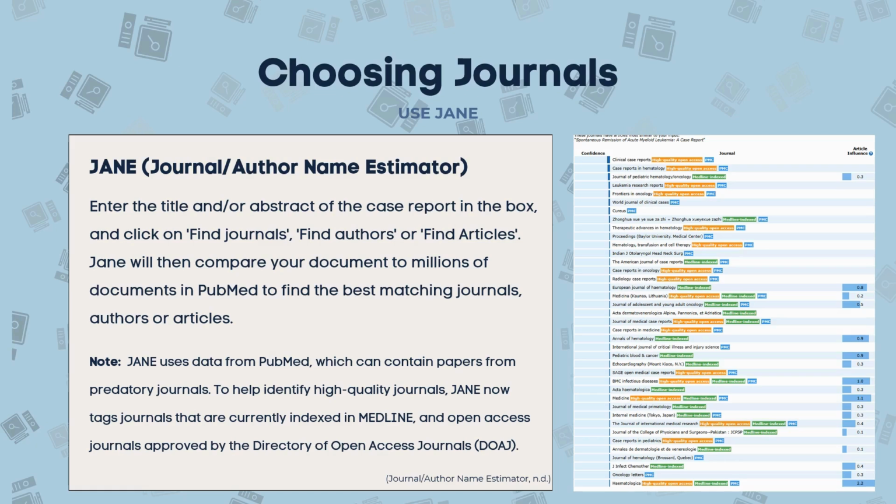your title and abstract to millions of articles in PubMed to find the best matching articles. You would then need to match potential journals from the list Jane provides to a list of journals accepting case reports, or check within the website of each journal suggested. One special note, as Jane uses data from PubMed, which can contain papers from predatory journals, Jane now tags journals indexed by Medline and open access journals from the Directory of Open Access Journals. In the screenshot provided, you can see the confidence measurement, article influence, which measures citation similar to impact factor, and the tags such as Medline indexed, PMC, or high quality open access.